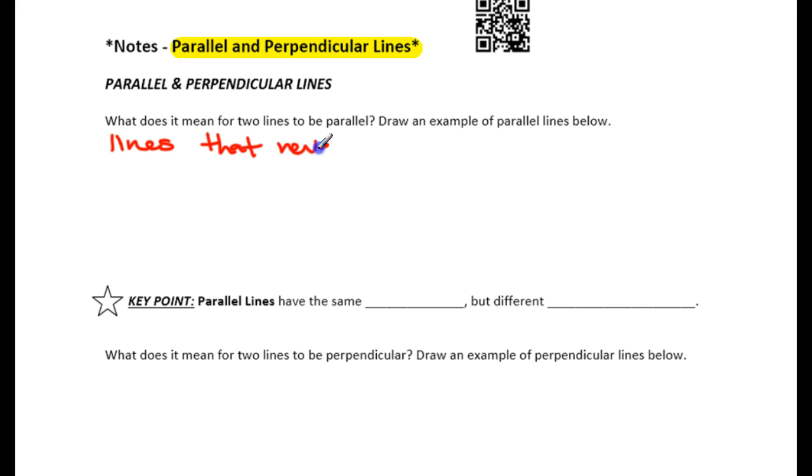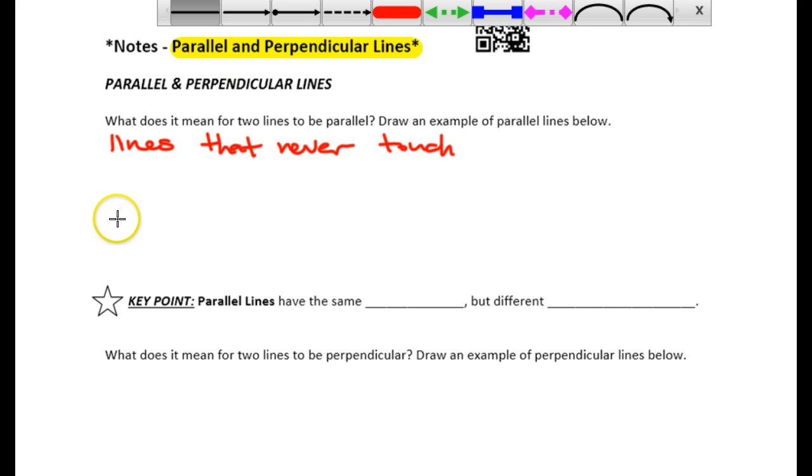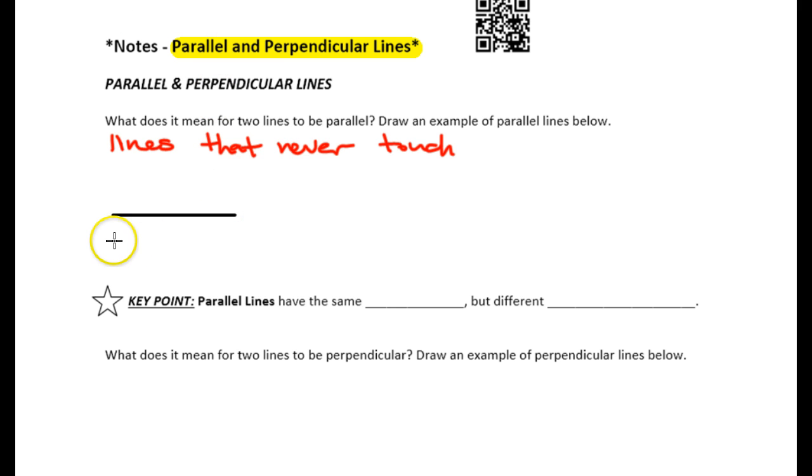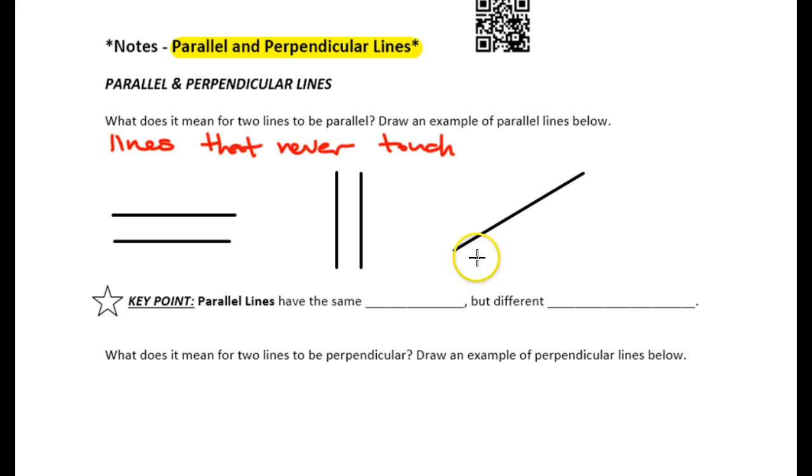Alright, parallel lines are lines that never touch. Okay? So if I have two lines that never touch, like two examples would be, if this line went like this, those would never touch. No matter how long they went, they would never touch each other. And it doesn't matter what direction they go. Those would be parallel, and those would be parallel. So if you can see, it doesn't matter what direction they go, but they're both going in the same direction. That's why they would never touch.